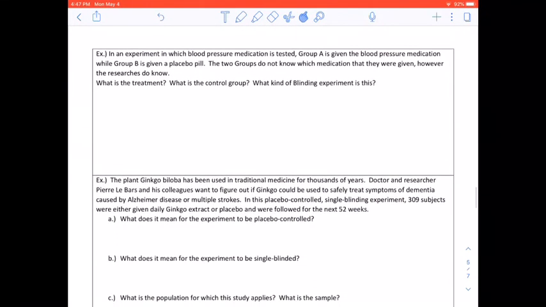Example on here says, in an experiment in which blood pressure medication is tested, Group A is given blood pressure medication. Group B is given a placebo pill. The two groups do not know which medication that they were given. However, the researchers do know. Questions are, what is the treatment? What is the control group? And what kind of blinding experiment is this? So the treatment that we have is blood pressure medication.